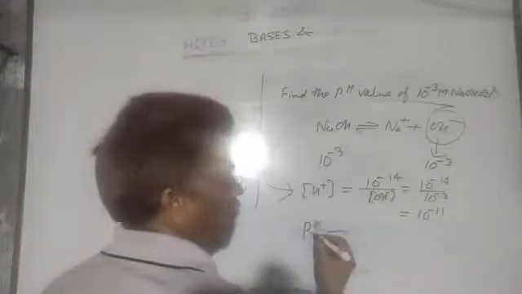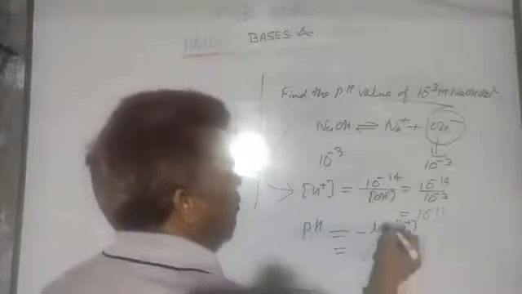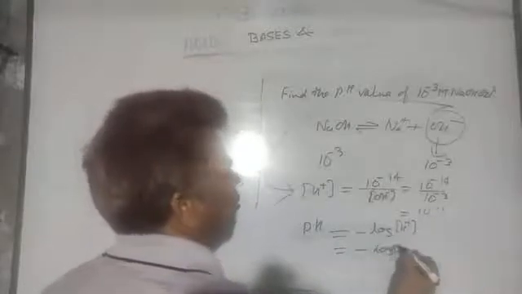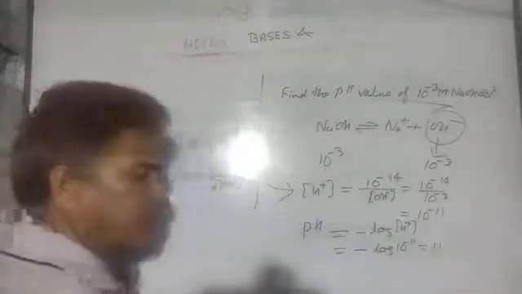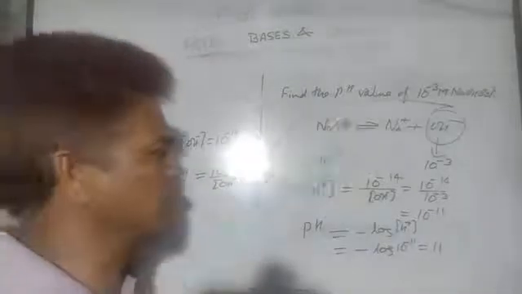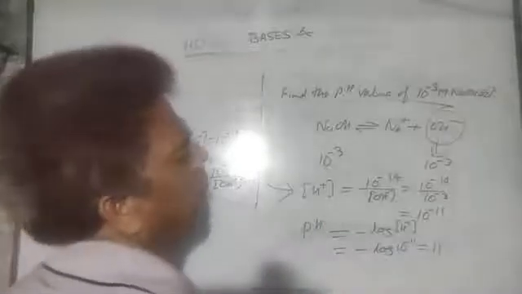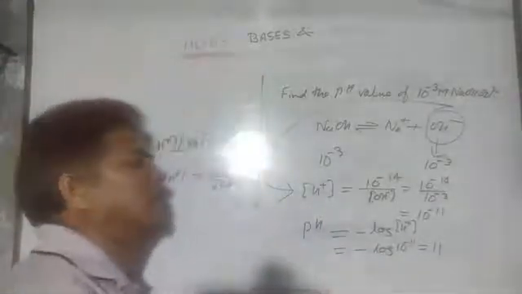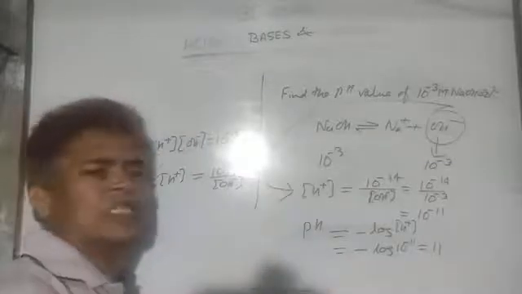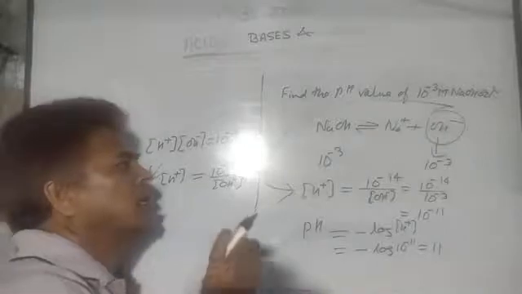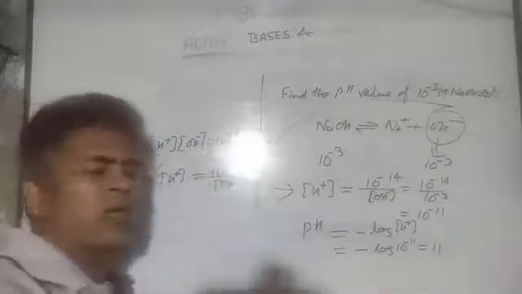So write down the formula: pH equals minus log hydrogen ion concentration. So you can write here minus log 10 to the power minus 11, that is 11. If the pH value is 11, which is greater than 7, so that solution is basic in nature. Okay. Likewise you have to solve the numerical problem. When you come to the 11th class, again we will get some typical numericals related to the pH value. So here some elementary idea is given for solving the numerical problems related to the pH value.